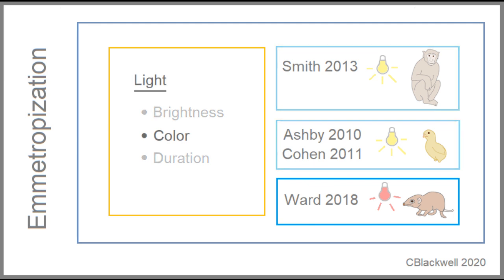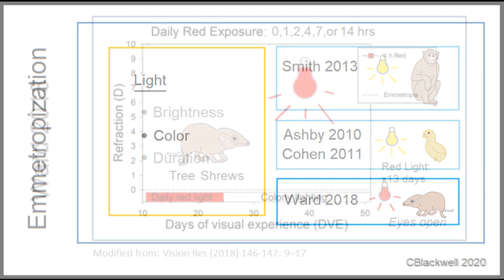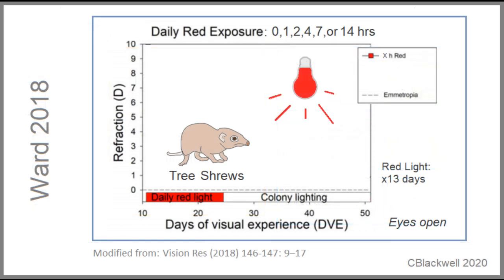First off, the color of light can affect growth. To show the effect of monochromatic light, here is one recent study involving tree shrews raised in varying amounts of red light exposure. In a 24-hour day, there are 14 hours of light and 10 hours of dark. The number of hours of red exposure varied from none to all 14 hours. The exposure period was 13 days, and then they were followed after that.